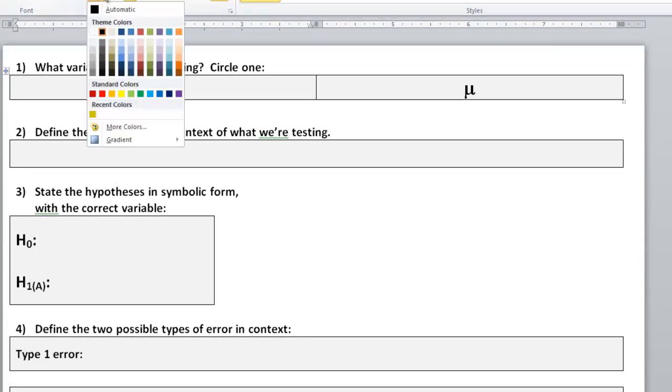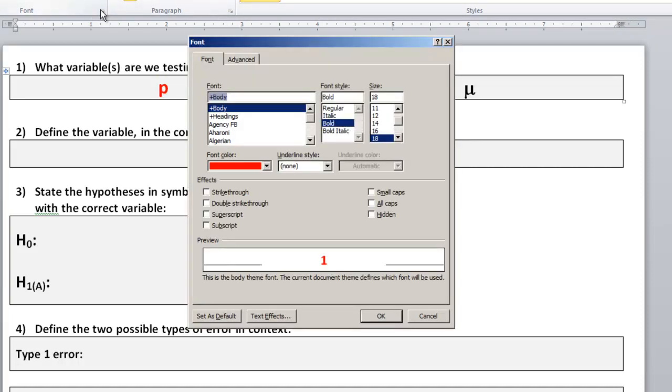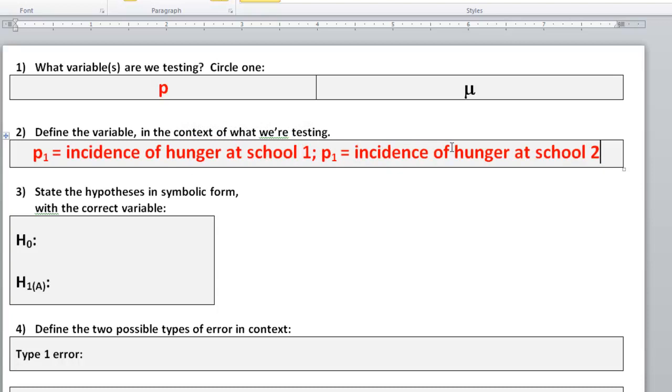We are testing, it looks like, percentages, so let's go ahead and select that. It looks like we're defining the variables as p's. Let's copy the p and paste the p. P1, I'm going to make that P1, subscript it. It doesn't really matter which school. We'll make this equal the incidence of hunger at school 1, and spell hunger correctly while we're at it. And maybe make this not subscripted, maybe make this lowercase. And then we also need the incidence of hunger at school 2.